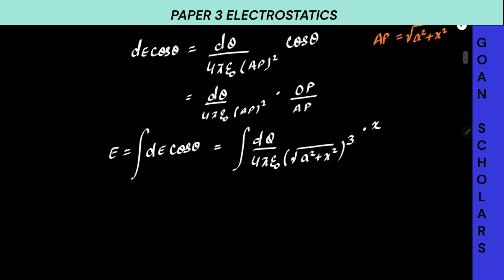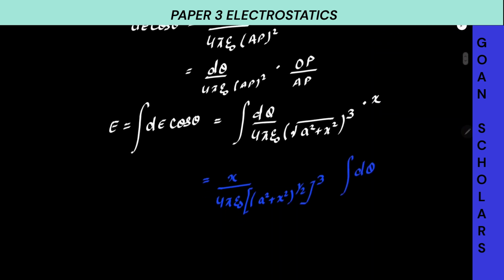Now let's take the common constants out of the integral. What are the values which will not change? That is x upon 4 pi epsilon naught, and this root I am writing as a squared plus x squared whole power half. Root is half and whole cube. To make it simple, that is also taken out, and integration of dq.